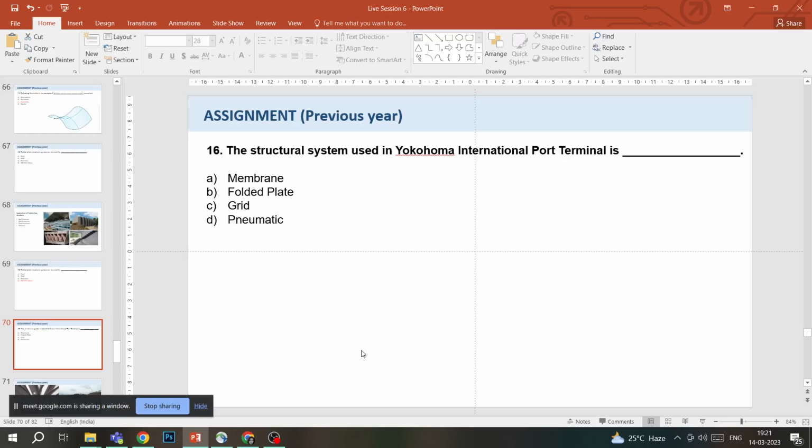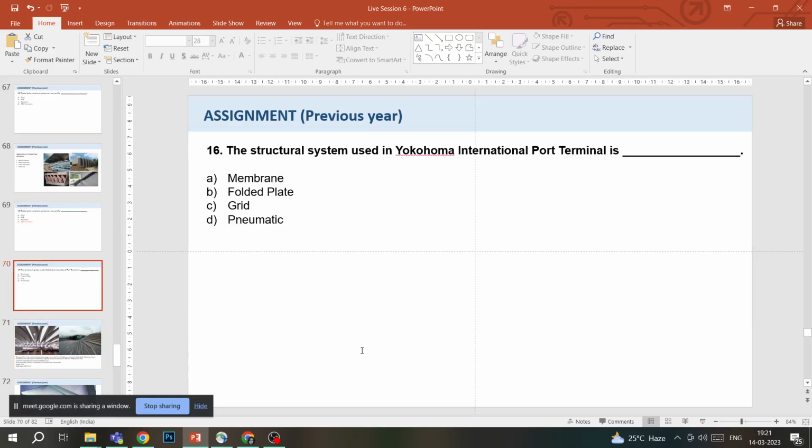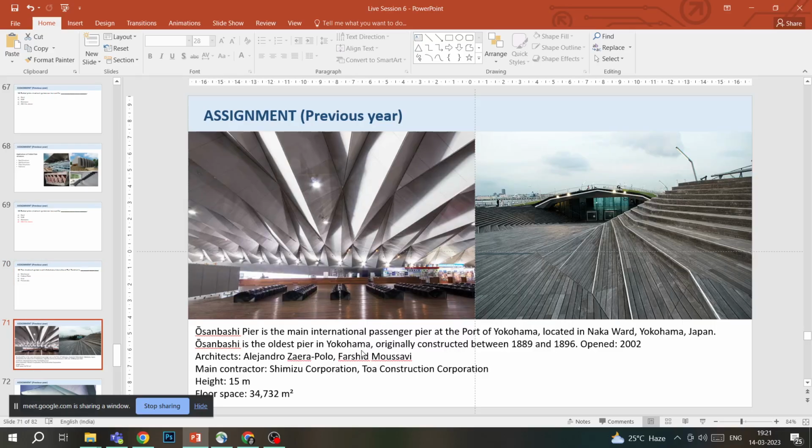The structural system used in Yokohama International Port Terminal is membrane, folded plate, grid, or pneumatic. So this is how the Yokohama International Port Terminal looks. It is at the Osanbashi Pier. It is the main international passenger pier at the port of Yokohama, located in Naka Ward, Yokohama, Japan. Osanbashi is the oldest pier in Yokohama, originally constructed between 1889 and 1896. But this structure was made in 2002.